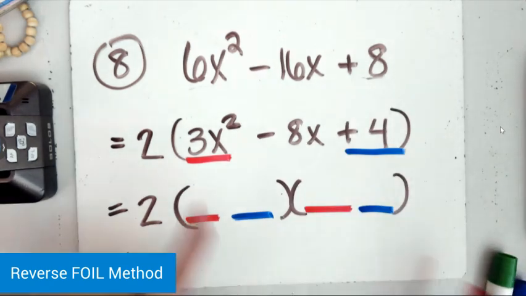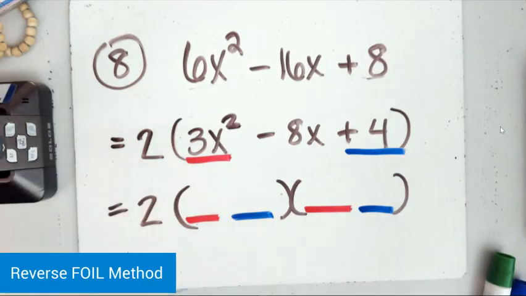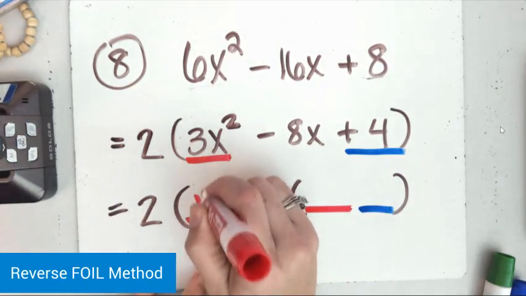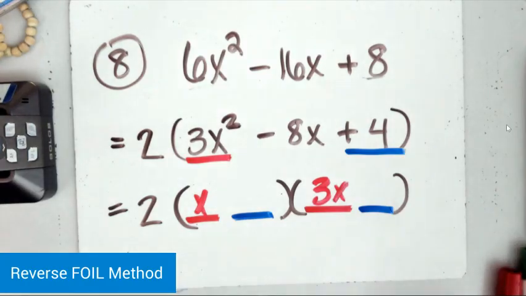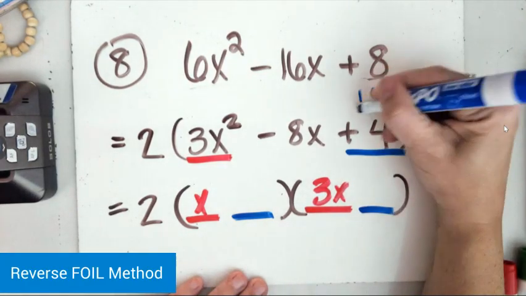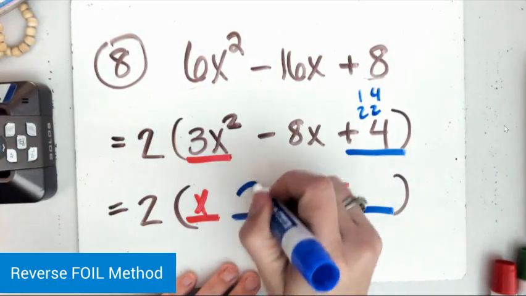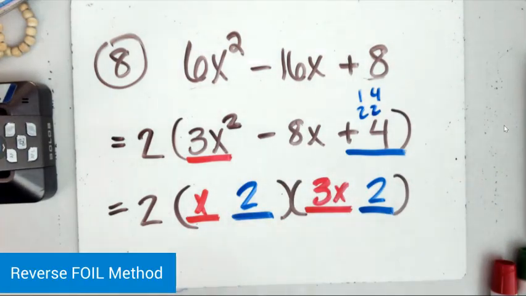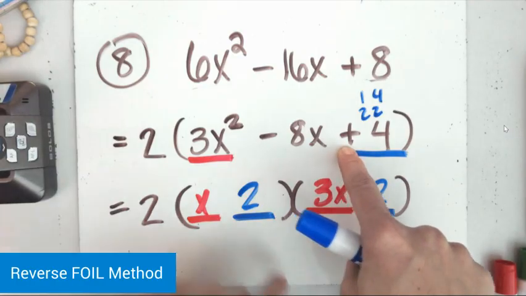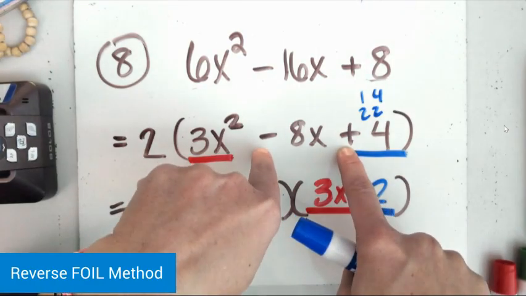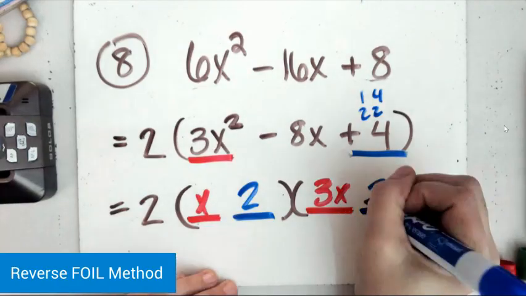Okay. We already know that 3x squared, we don't have other, it's just x and 3x. And what do you want to use for 4? Do you want to do 1 and 4 or 2 and 2? Product is positive, but combined to be negative. They're both negative. They're both negative again.